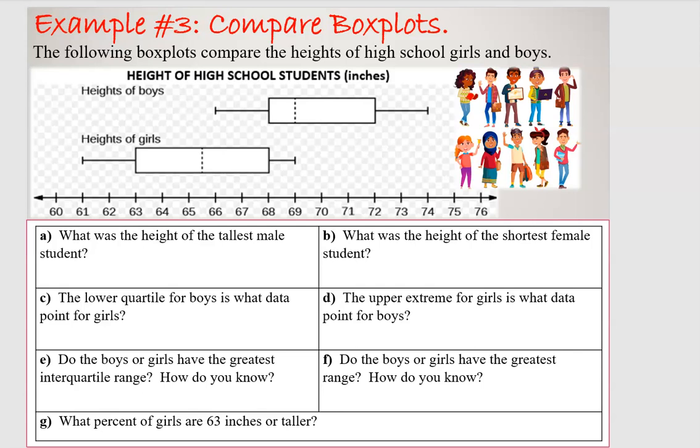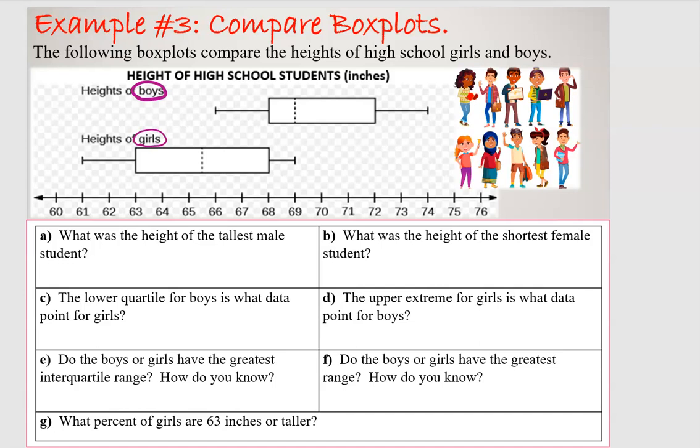So now we can do what's known as comparing them. So you can be given two box and whisker plots on the same number line and have to make some comparisons or observations about them. So for question A, what was the height of the tallest male student? So notice how the top box and whisker plot that we have is dealing with boys, and the bottom one that we have is dealing with girls.